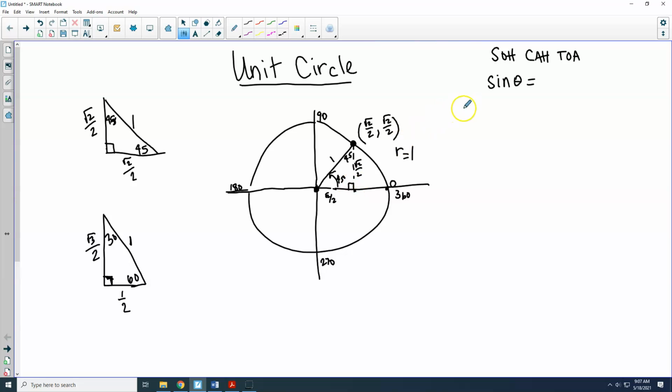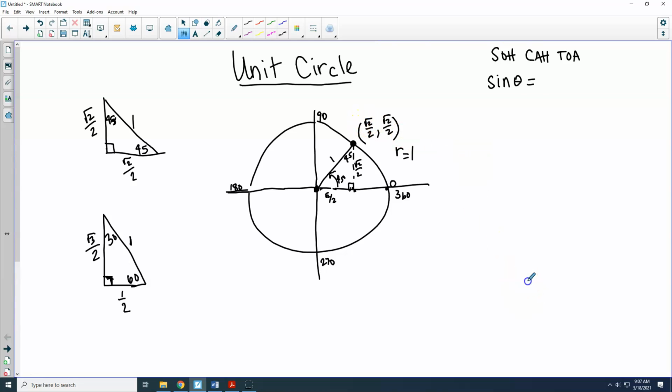So if I want to find the sine on this triangle, I would use the opposite side, which is square root of 2 over 2, over the hypotenuse, which is 1. If I wanted to find the cosine, I would use this side right here, right? The adjacent over the hypotenuse. So this length right here, square root of 2 over 2, that side would be related to the cosine because it is on the x-axis and it's the adjacent side.